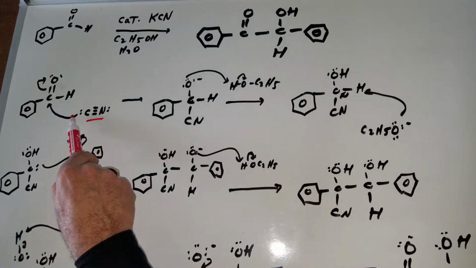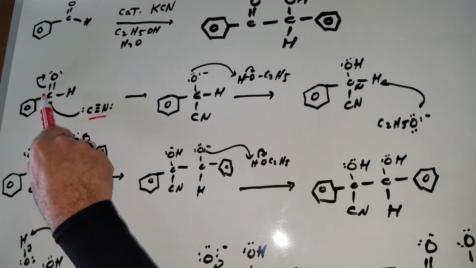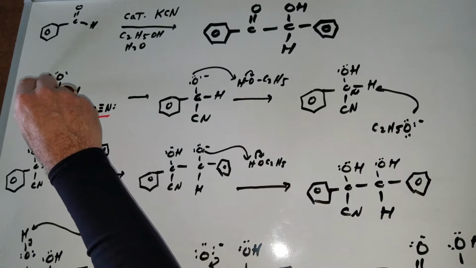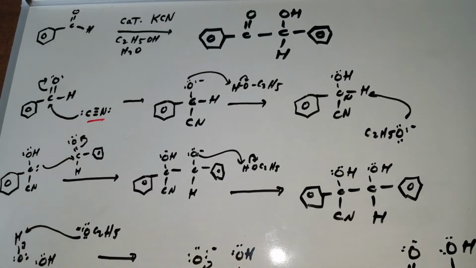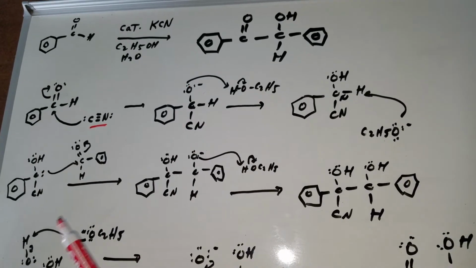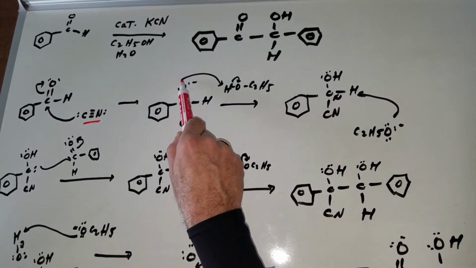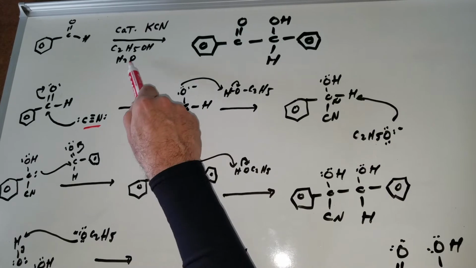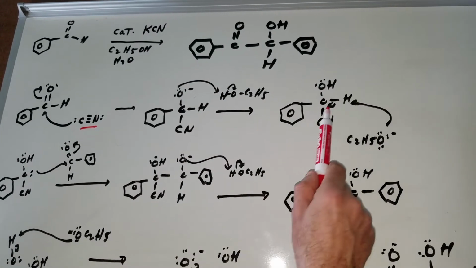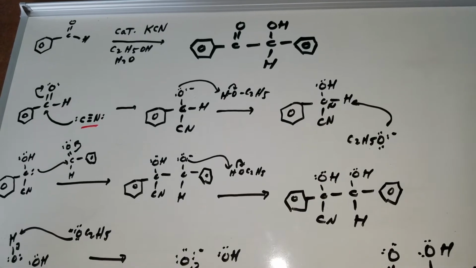And as you can see, I make my attack. When I attack, this arrow goes this way, and this bond moves out. And that gives me this structure right here. All I would do is, you never want to have an O minus. An O minus is going to pick up a proton. Either one of these can serve as our proton donors. I'll use ethanol. And we form our tetrahedral intermediate.